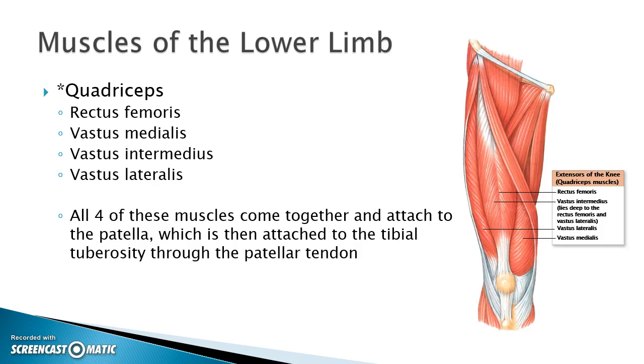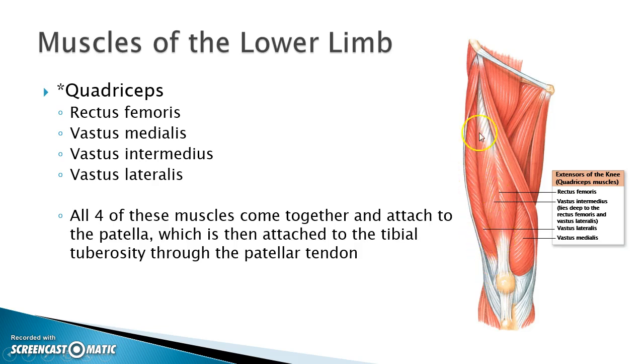We talked about flexors of the knee being the hamstrings. The quadriceps are the extensors of the knee. And here we have four muscles. We have the rectus femoris, vastus medialis, vastus intermedius, and vastus lateralis. And so here we have the rectus femoris. Remember that word rectus means straight, so it's the straight muscle of the thigh.